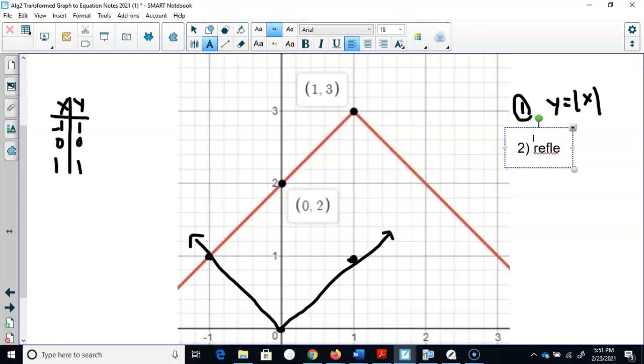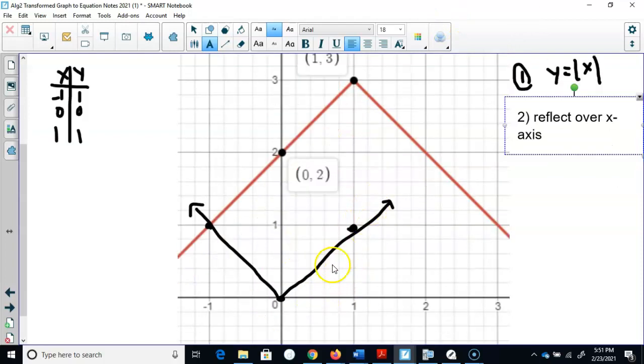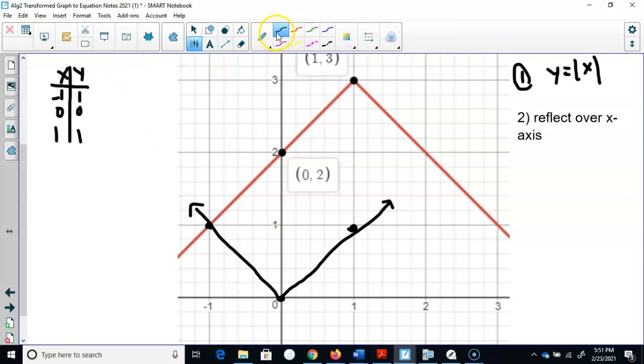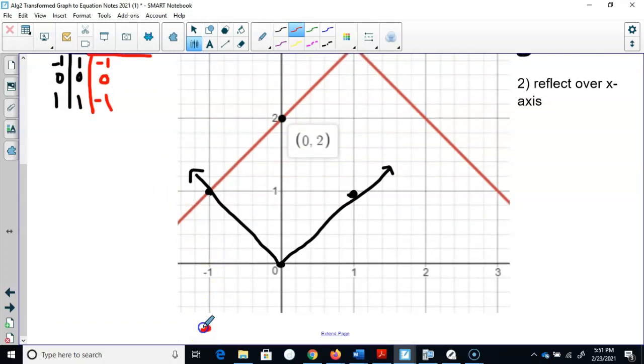I'm going to write that down in step 2. How do I know it was reflected over the x-axis? My positive values here, they all went to negative values. So what happened, ladies and gentlemen, is my y values were multiplied by a -1. I'm going to put a little dot here so we know it was multiplied by -1. So -1, 0, and -1. So I'll put that down here because that's where -1 looks like it might be, -1 right here, and it was flipped.